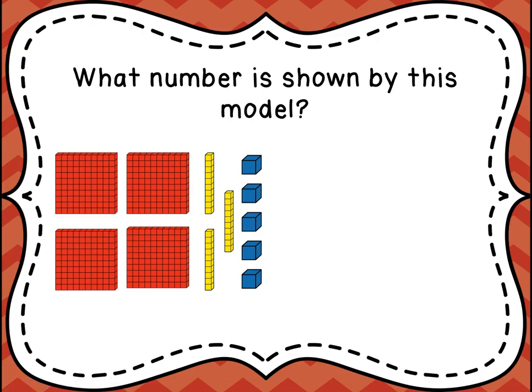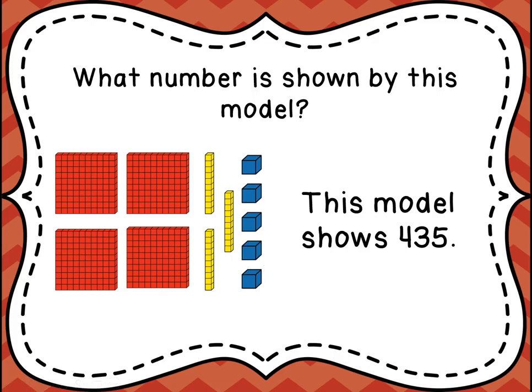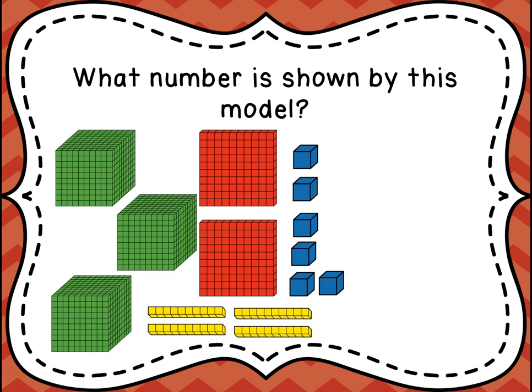And what number is shown by this model? Well, if you look, you'll see that there are 1, 2, 3, 4 of the hundreds. There are 1, 2, 3 of the tens, and 1, 2, 3, 4, 5 of the ones. So this model shows 435. You have 4 of the 100s, 400, 3 of the 10s, so 30, and 1, 2, 3, 4, 5 of the ones, 435.